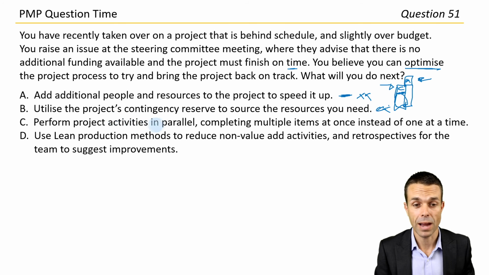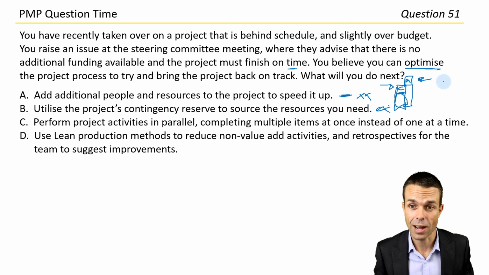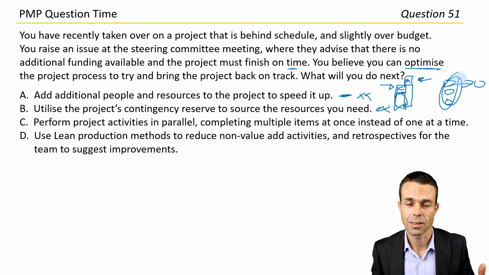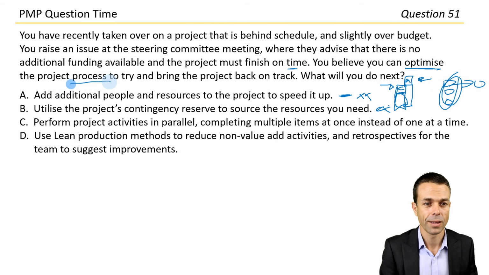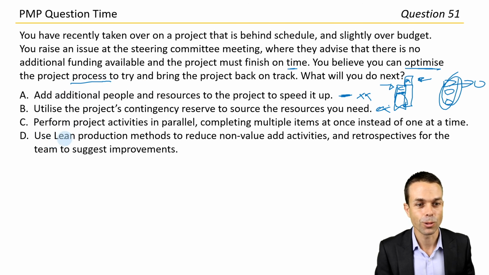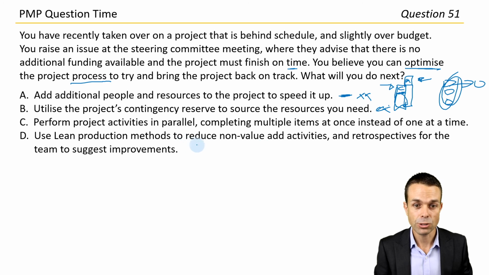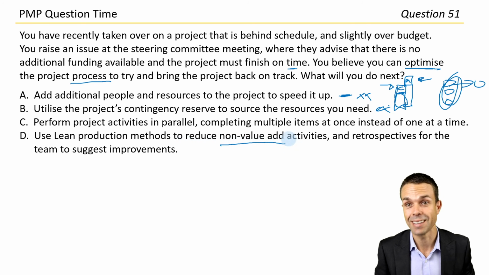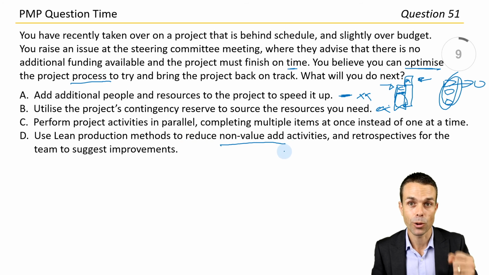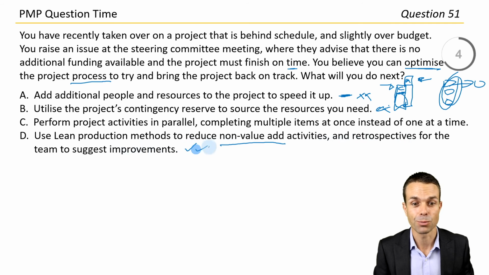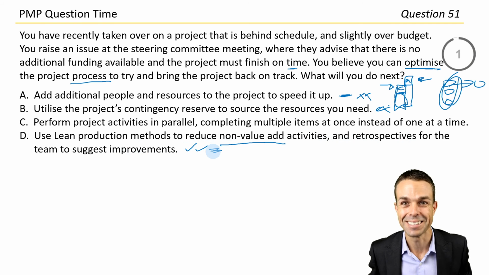Perform project activities in parallel, completing multiple items at once instead of one at a time. That's schedule fast tracking. So instead of doing them in sequence, we're trying to do them at the same time to speed it up. That's sort of optimizing the project, but not really the project processes. Here we go, of course. You use lean production methods, which is actually specifically around process improvement, to reduce non-value add activities, anything that doesn't add value to getting that product to our customer, and retrospectives for the team to suggest improvements. That's process improvement, 100%. Let's go with answer D.